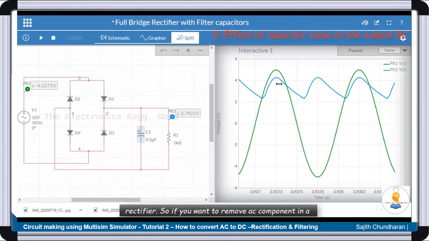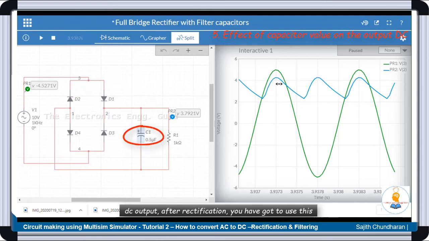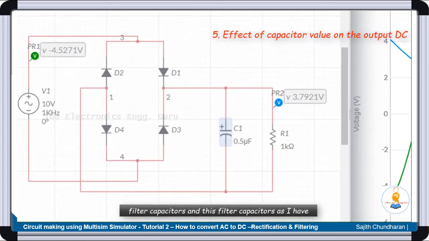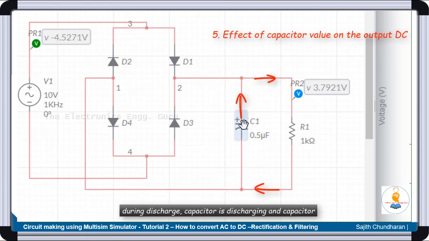That is the effect of filter capacitors in a full bridge rectifier or even any rectifier. So if you want to remove the AC component in a DC output after rectification, you have got to use these filter capacitors, and as I've told, the capacitor will be able to maintain within itself the voltage which has come from the input. This is the input to the capacitor, and this is the output. This is the charging of the capacitor, and this is the discharging. During discharge the capacitor gives out the voltage.